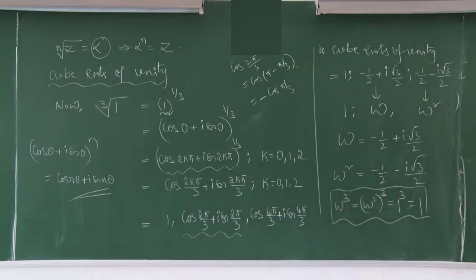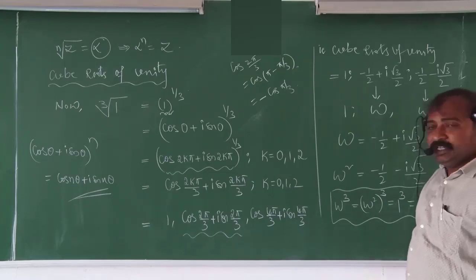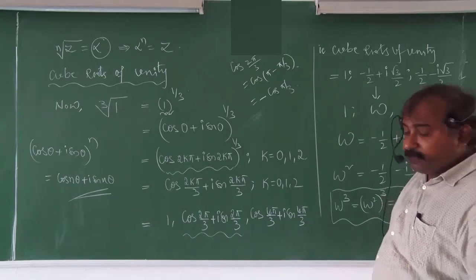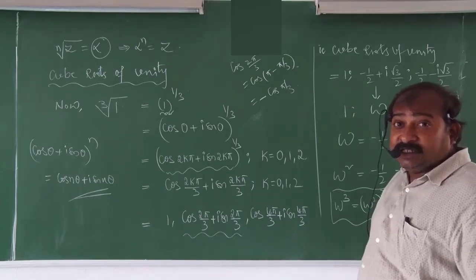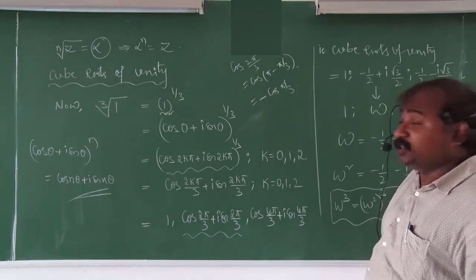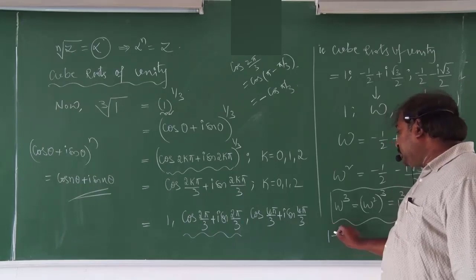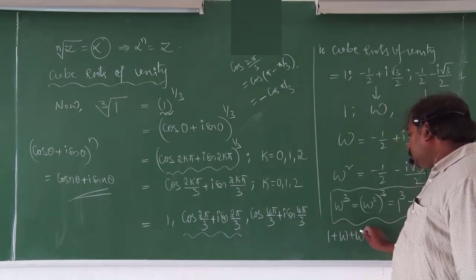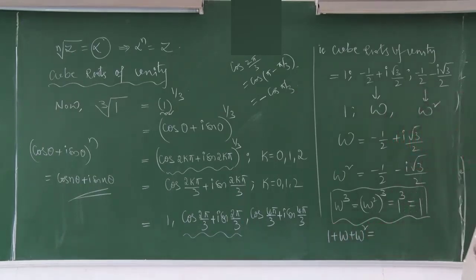And one more property I gave: omega is the complex cube root of unity, and it satisfies 1 plus omega plus omega square equal to 0. Cross check one time. 1, this is omega, this is omega square. Add them: minus 1 by 2 minus 1 by 2 plus 1 cancels to 0. Minus i into root 3 by 2 plus i into root 3 by 2 is 0. Overall value is 0.